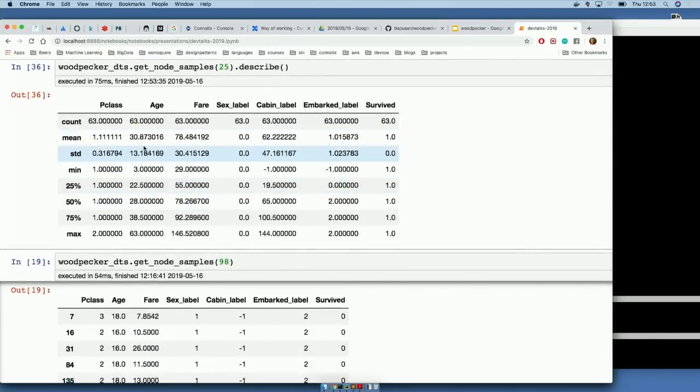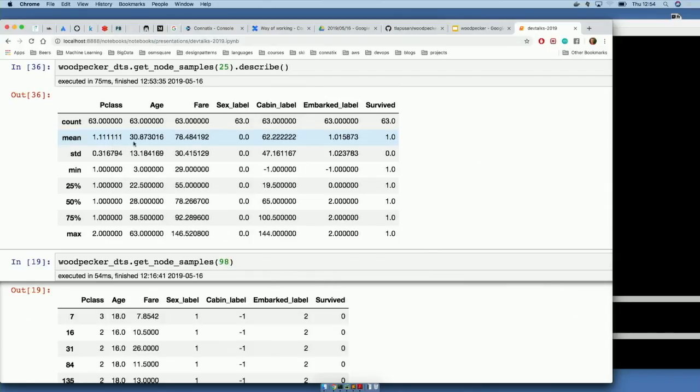So let's look at these statistics. The count is 63. We know that for Pclass, the mean, so the average, is almost 1, and the standard deviation is pretty close to 0. That means that almost all the passengers from this leaf are from Pclass 1, and Pclass 1 means that they have a good socioeconomic status, so they are kind of rich.